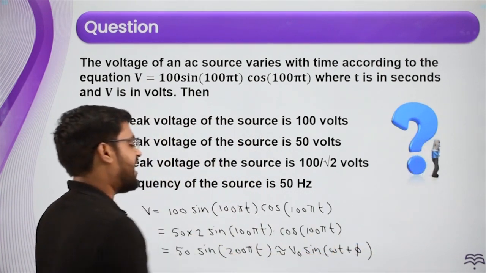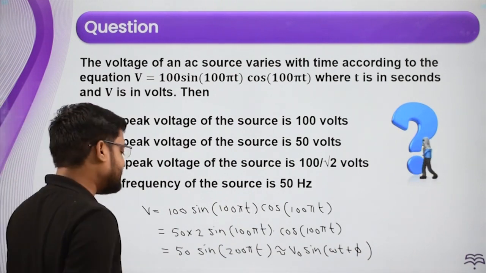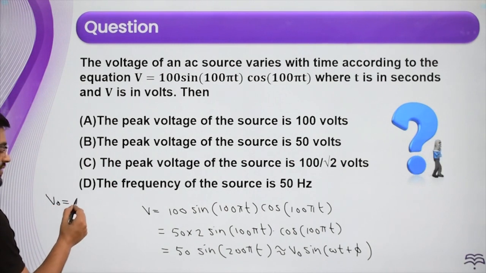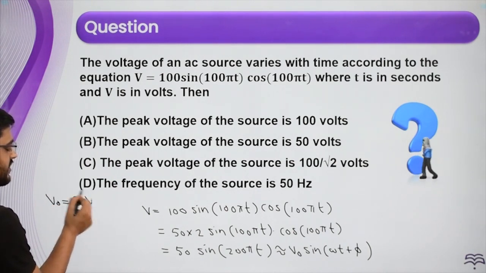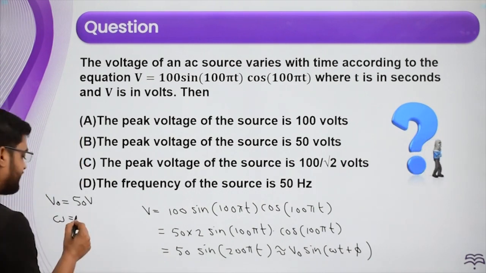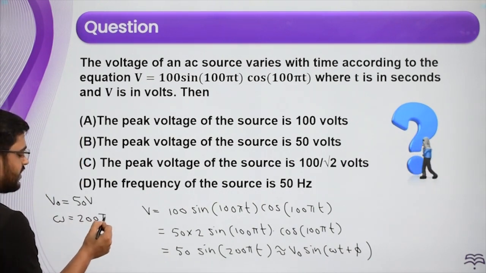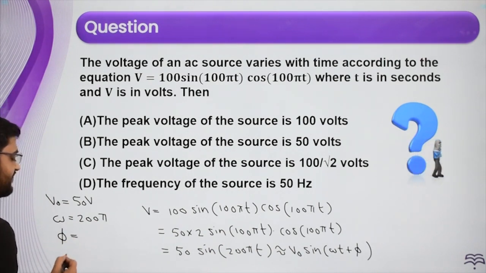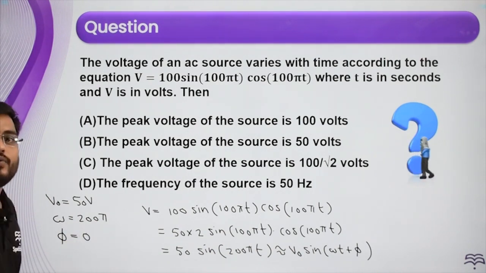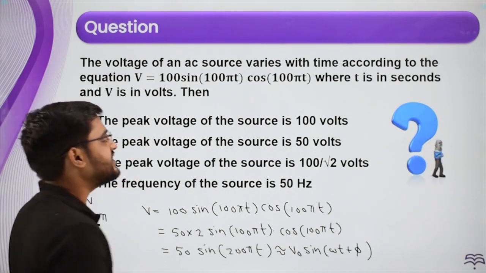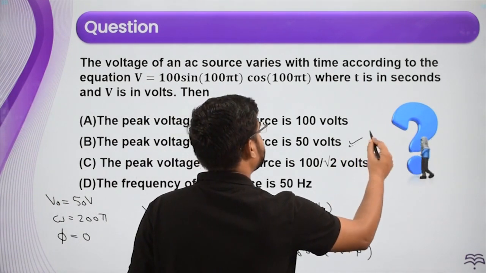Now if you compare these two equations, what is V naught? V naught comes to be 50 volts. What is omega? Omega is 200 pi. And what about the phi, the initial phase? The initial phase is 0. Now, which option has been asked? The peak voltage. If you see, the peak voltage is 50 volts. So this option is correct.